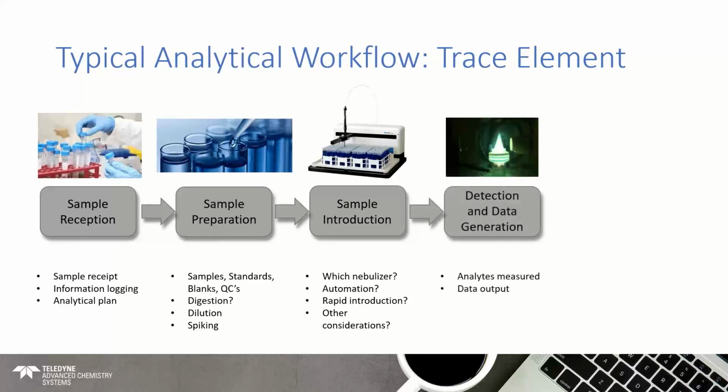Once you're through sample introduction, your sample one at a time is then fed into your ICP, where your sample is broken down, it's atomized, it's ionized, or in the case of optical emission, you've got photon emission, and you basically detect your analytes, your analyte elements, or your isotopes, and you generate data from it. So you get your data output after your samples pass through the plasma.